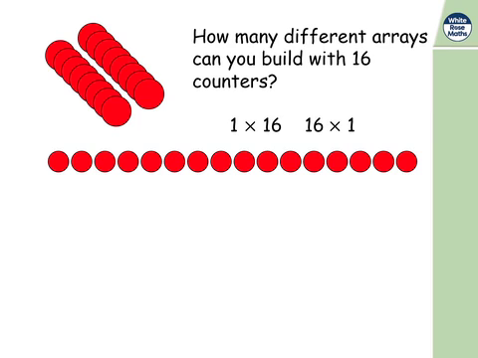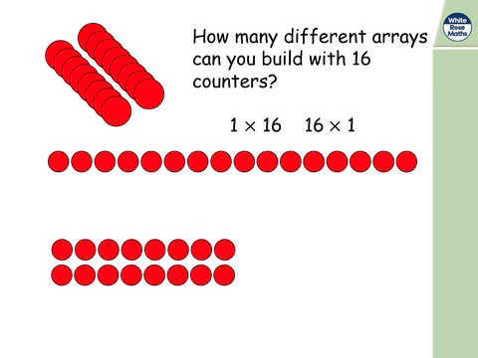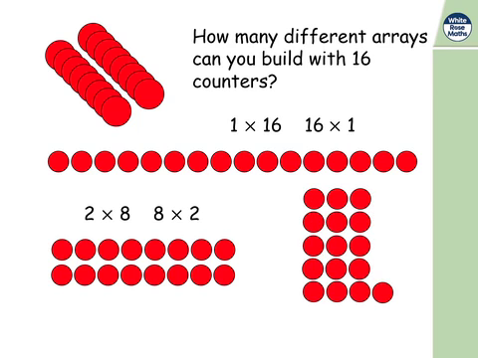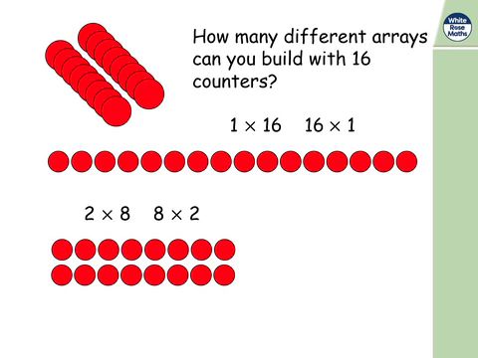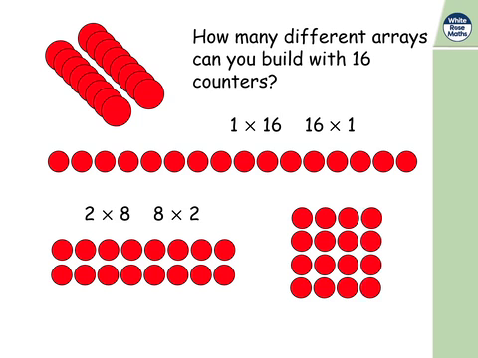So what about 2 rows? Oh yes, that works. 2 rows of 8. And we know we can turn this round and have 8 rows of 2. What about 3 in each row? Oh no, it doesn't work. There's 1 counter left over. But 4 rows does work. 4 rows of 4.